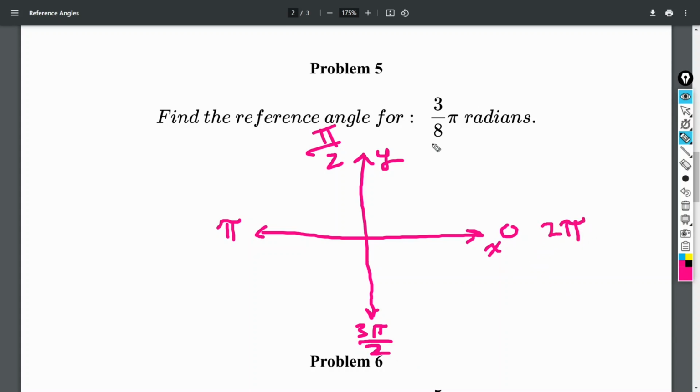So where is 3 pi eighths radians? Well, 4 eighths pi radians would be pi over 2 if we simplified it, right? So 3 eighths doesn't quite get to pi over 2. So this is our regular angle, theta, which is equal in quadrant 1 to the reference angle beta. So our reference angle here is 3/8 pi radians, or 3 pi over 8 radians. Okay, let's move to the next one.